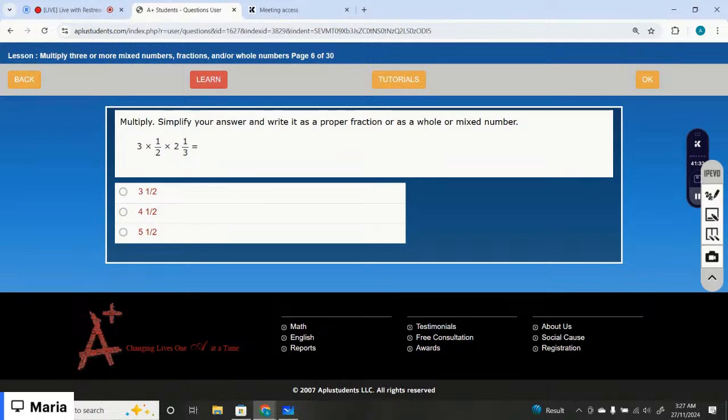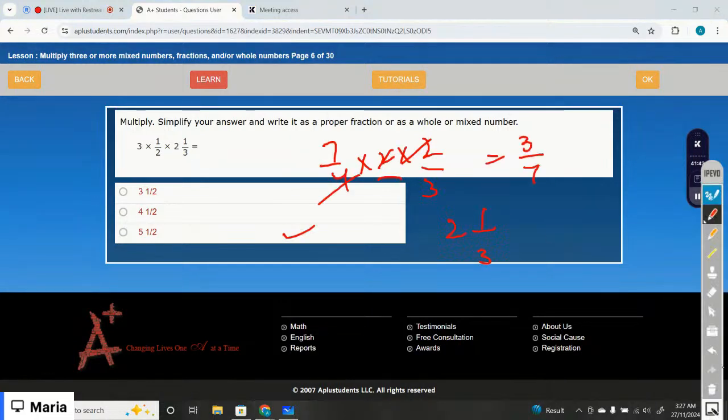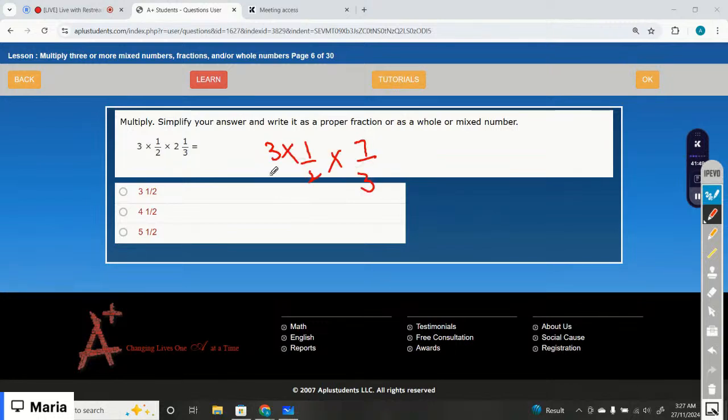3 times 1 by 2 plus 2 times 1, 2 whole 1 by 3. So which is the correct option? That is 3 times 1 by 2 times 3 times 2 is 6 and 1 is 7 over 3. 3 and 3 cancel out. So 7 over 2 is 4 whole 1 over 2.